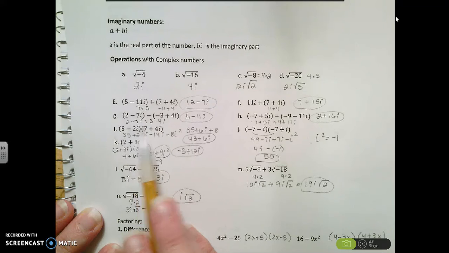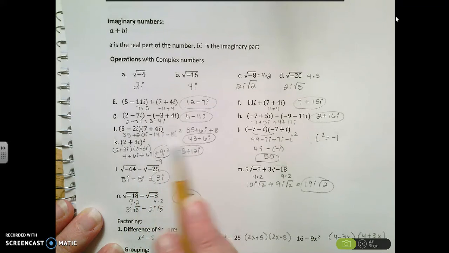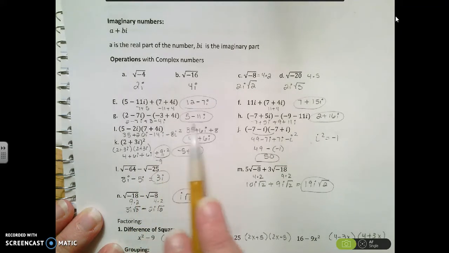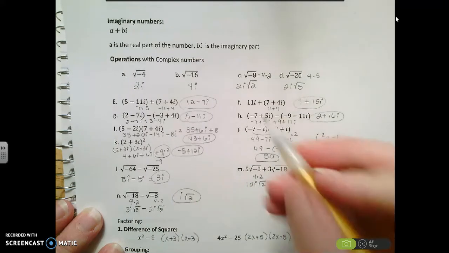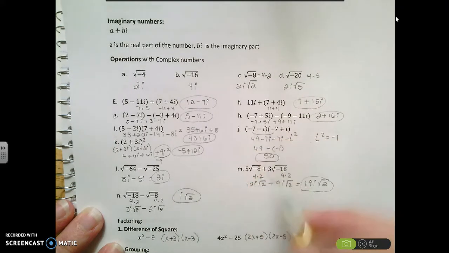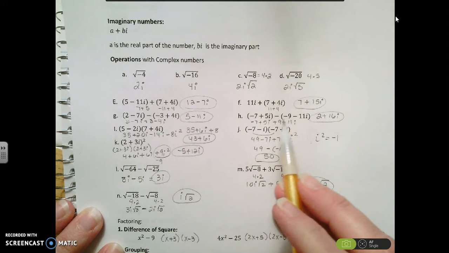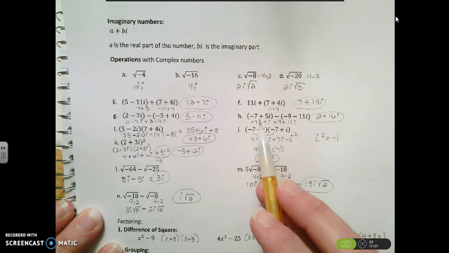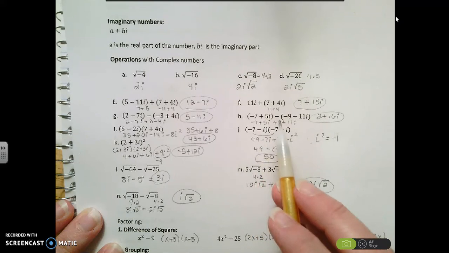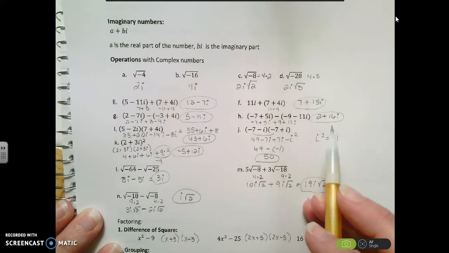We combine the 3 and the 2 together and we get 5. The -7 and the -4 is -11. Same thing here. Again, that's -7. And then this becomes +9. So -7 and +9 is 2. And then 5i plus 11i is 16i.